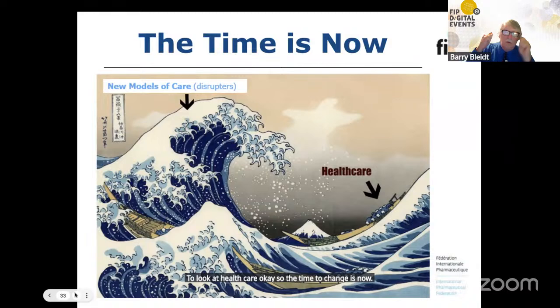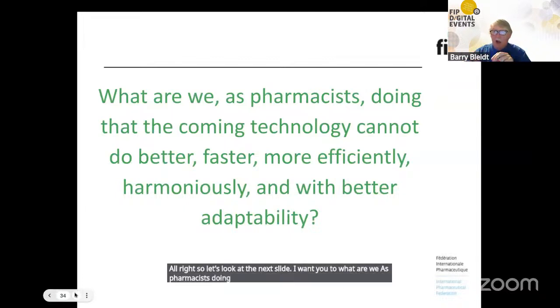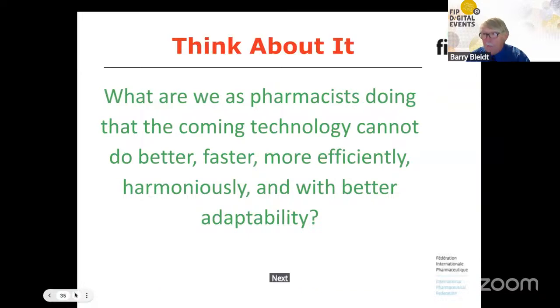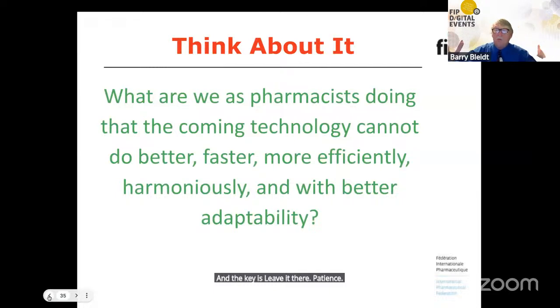All right, so let's look at the next slide. What are we as pharmacists doing that the coming technology cannot do better, faster, more efficiently, harmoniously, and with better adaptability? Next slide. Think about it. And the key is, you leave it there, patients, direct human to human patient care. All right, that's what's different. That's what we have to do. People still want human to human contact, even if it's over a video screen like this.